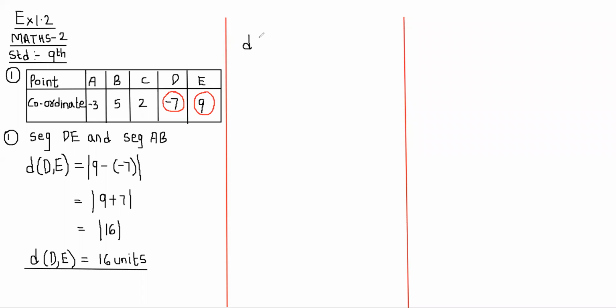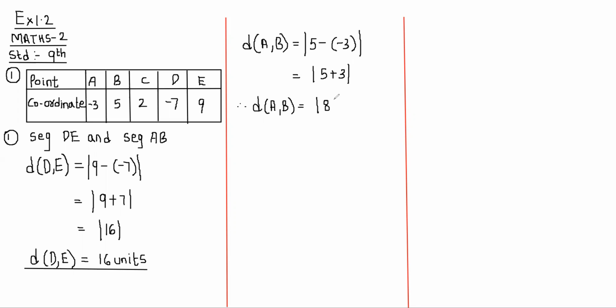So for the distance of AB, we look at the coordinate of point A and the coordinate of point B. Point A has -3 as the coordinate and point B has 5 as the coordinate. So we'll write absolute value of bigger minus smaller, that is 5 minus -3, which is equal to absolute value of 5 plus 3. Therefore, distance of AB is equal to absolute value of 8, and absolute value of 8 is nothing but 8.